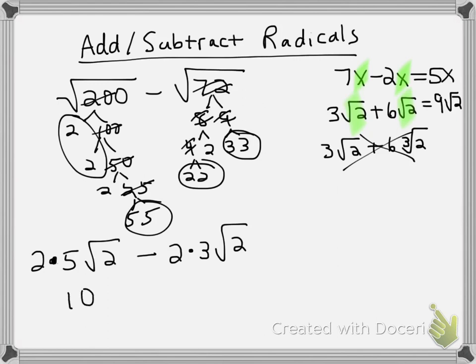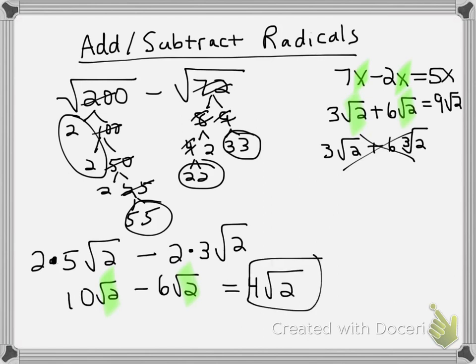Now this is 10 square root 2 minus 6 square root 2. You can see that we have the exact same radical and radicand, so I can combine them. I have 4 of those square roots of 2. And it would work the exact same way if we had variables.